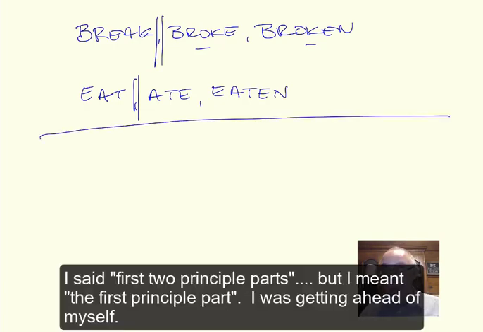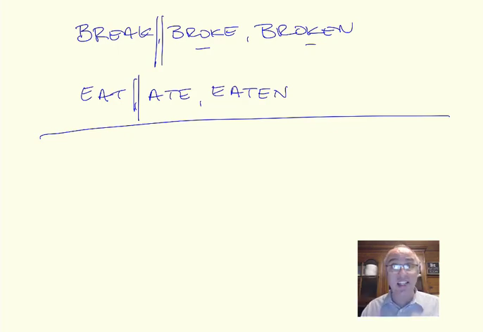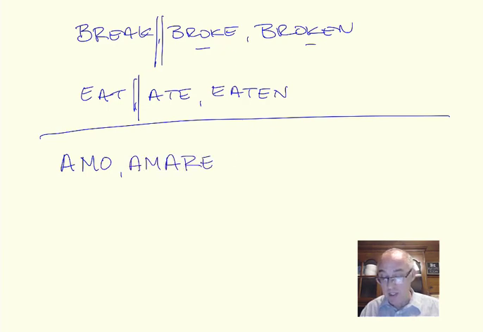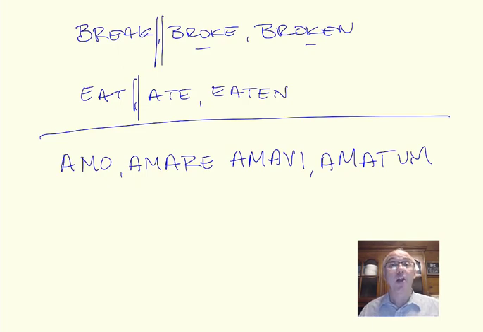Latin, I want to reiterate, is the exact same thing. You have to learn all four principal parts because those are going to be used in the past tense. So amo, amare, amavi, amatum. These are the four principal parts of the Latin verb amo. Now they have four and we have three, but that's fine.